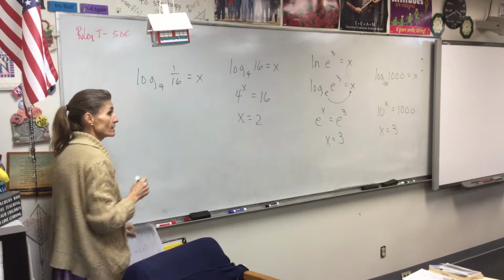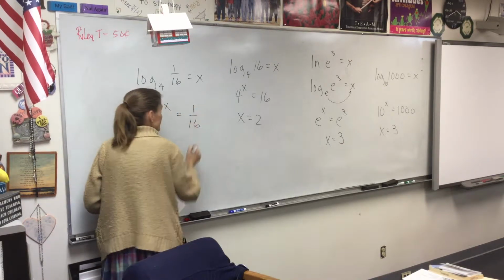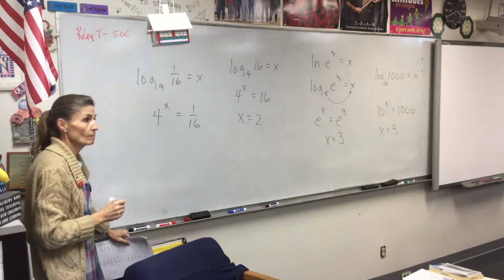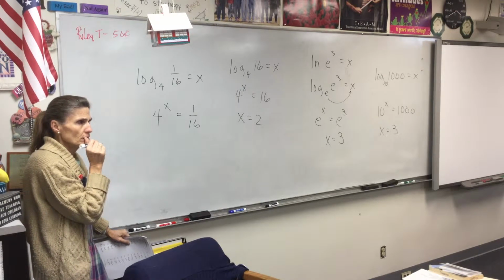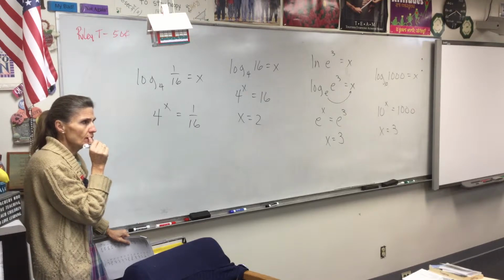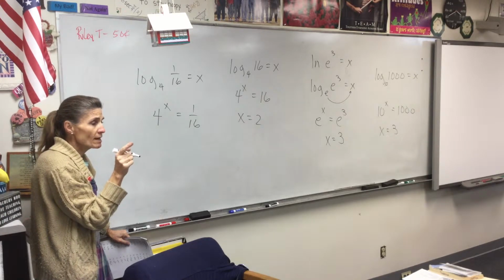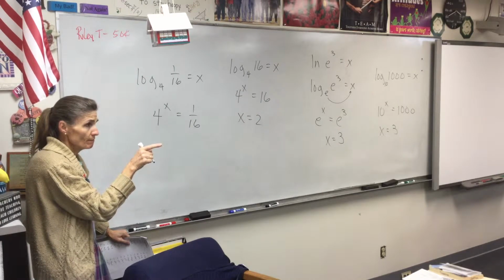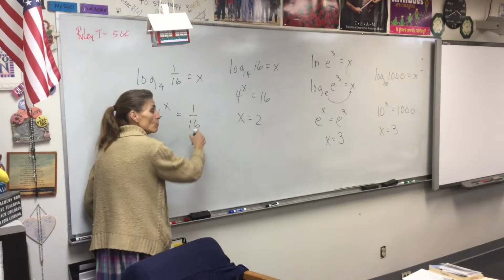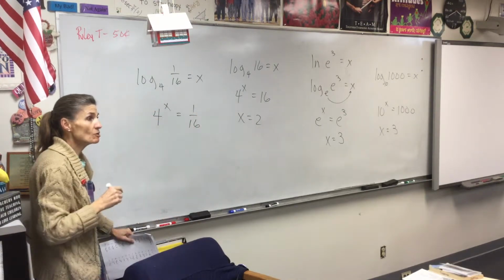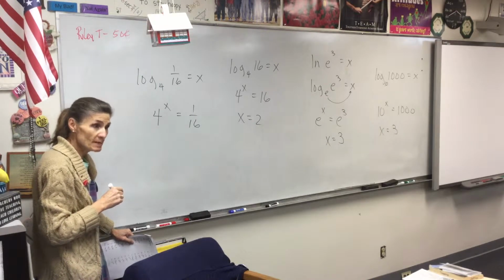Alright, so let's translate it. 4 to the x equals 1/16. What do you think? It's not 1/2, but you're kind of thinking in the right direction. -2. Remember, what does 1 over tell you? Doesn't it tell you there was a negative exponent? Yeah, because you flipped it.